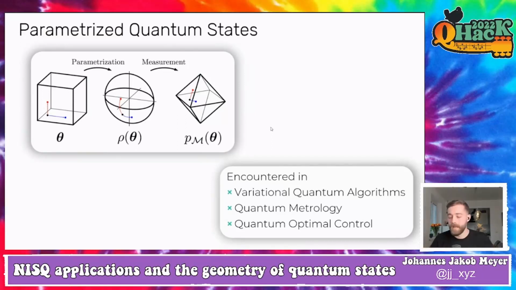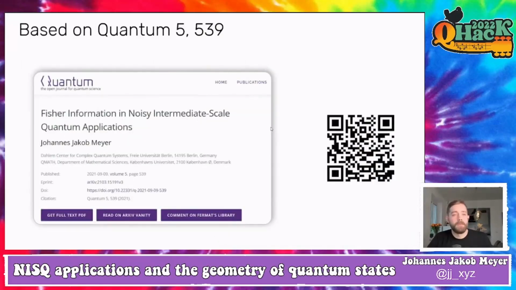Or in quantum optimal control, where the parameters are how long and which kinds of control pulses you apply. And before we jump right in, this talk is based on the paper that you find in Quantum, where all of those ideas are laid out in hopefully an intuitive way. I put the QR code here, but I also put it up again at the end. And now let's jump right in.